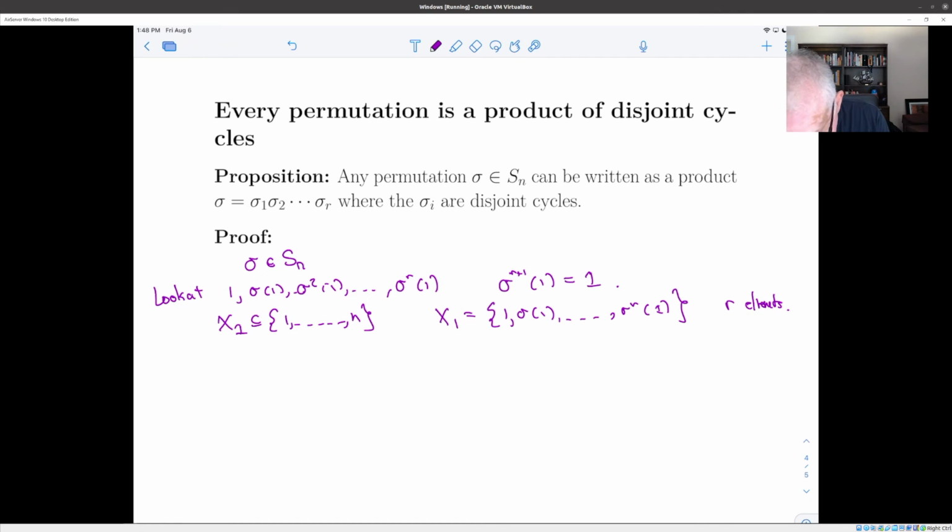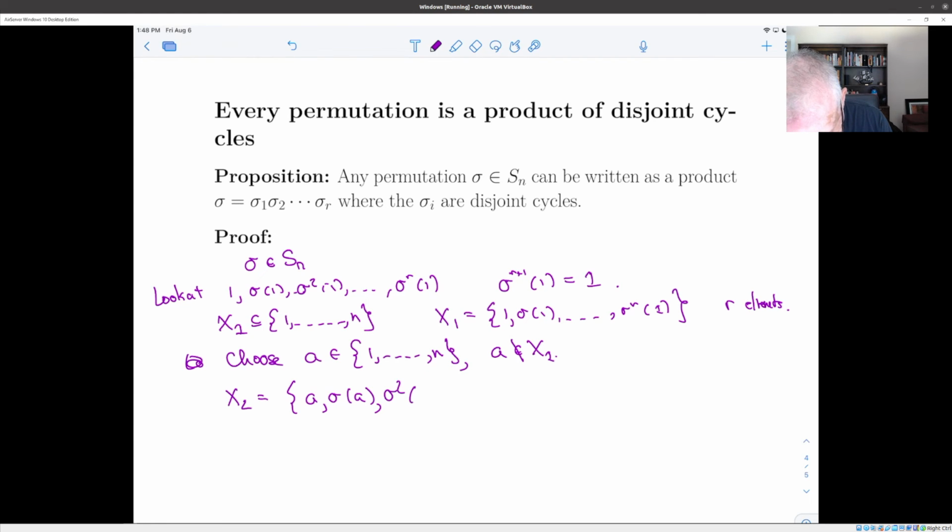Now we choose an a in the set from 1 up to n, but not in x1. And we repeat this process. So let's call this r2 of a. So this has r2 elements. This is like what we did in the earlier thing.